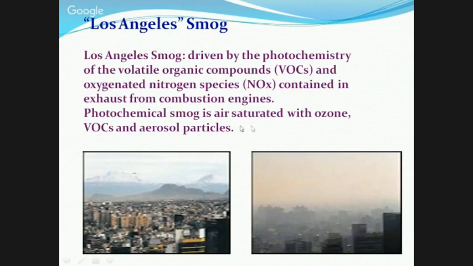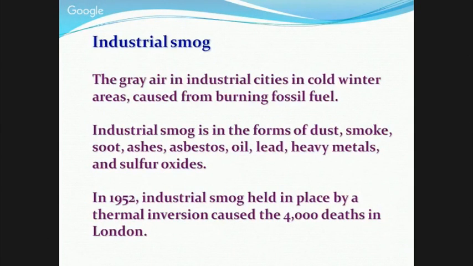This photochemical smog is air saturated with ozone, VOCs and ozonal particles. And then you have industrial smoke. Because of industry, you are getting smoke in the form of dust, soot, ashes, asbestos, oil, lead, heavy metals and sulfur dioxide, etc.